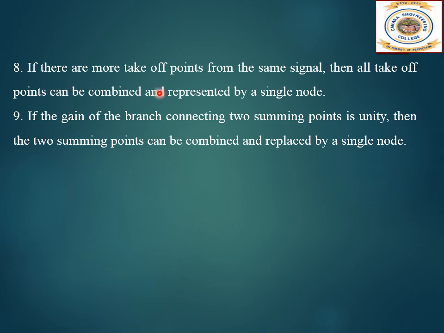If there are more takeoff points from the same signal, then all takeoff points can be combined and represented by a single node. If the gain of the branch connecting two summing points is unity, then the two summing points can be combined and replaced by a single node. So this is the procedure to follow.